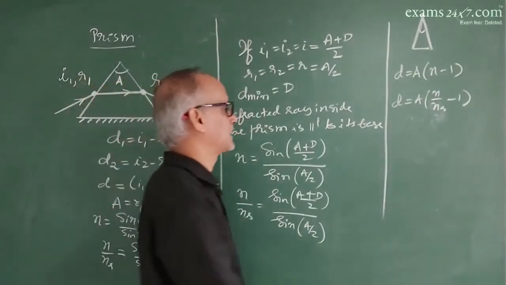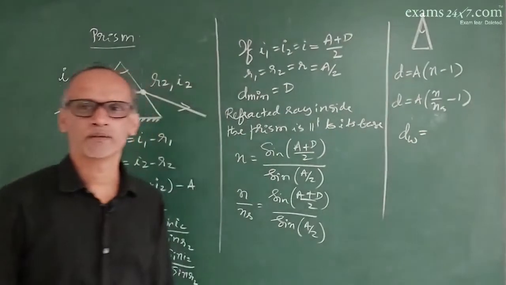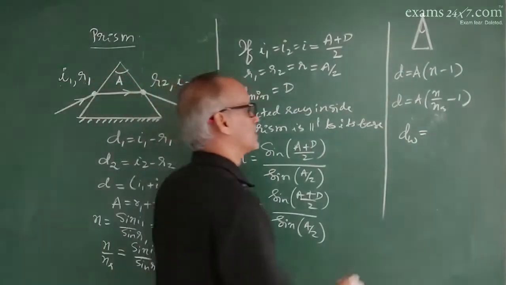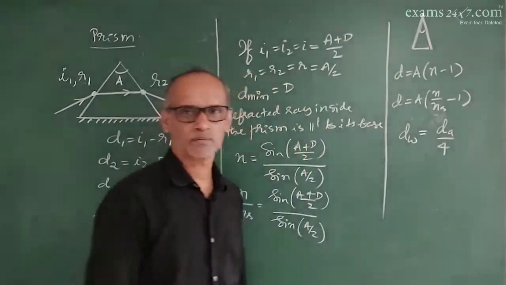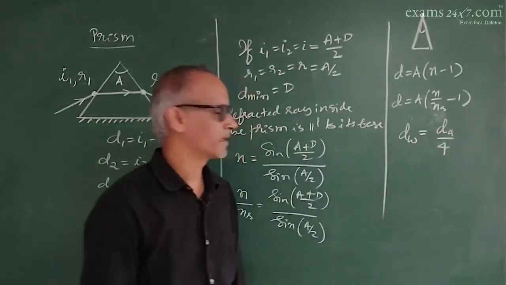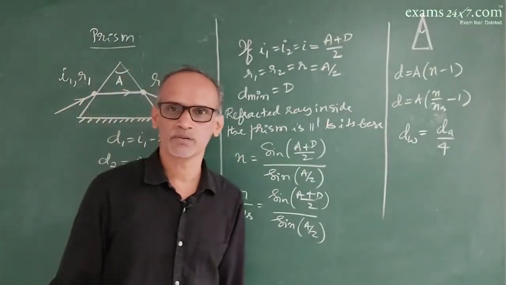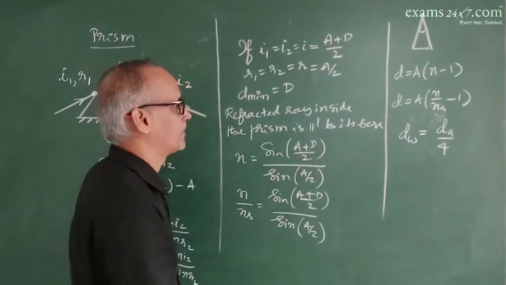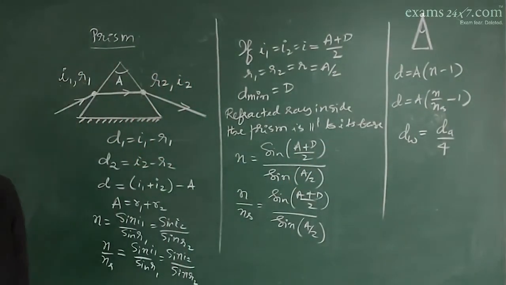And here also we can write like this: deviation in water, it always decreases 4 times, is equal to deviation in air by 4. So deviation in water to that of the deviation in air is divided by 4, or the ratio is 1:4. That means in water it always decreases by a factor 4.